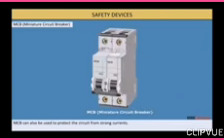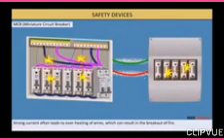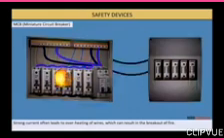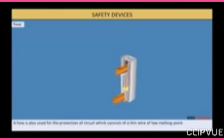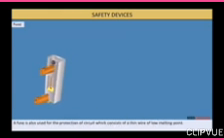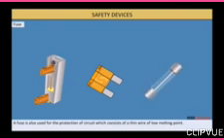Safety devices. A mini circuit breaker is used to protect a circuit from strong current. Strong current often leads to overheating of wires, which can result in the outbreak of fire. A fuse is also used for protection of a circuit, which consists of a thin wire of low melting point.